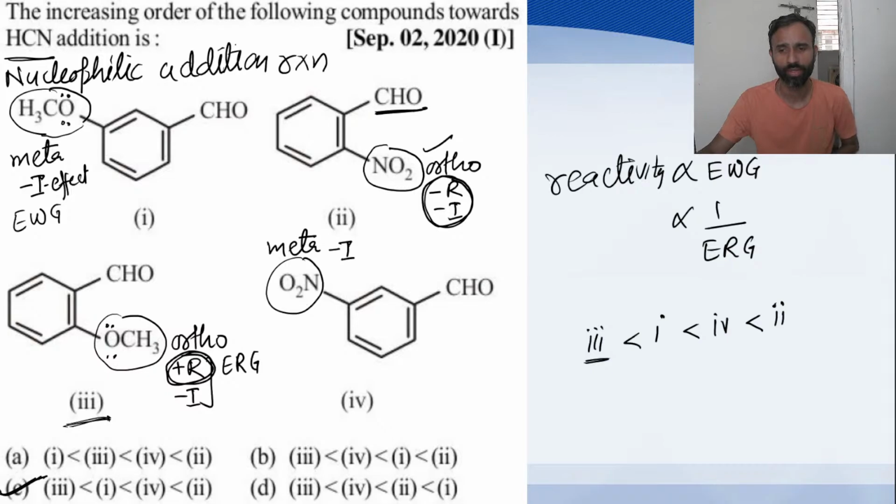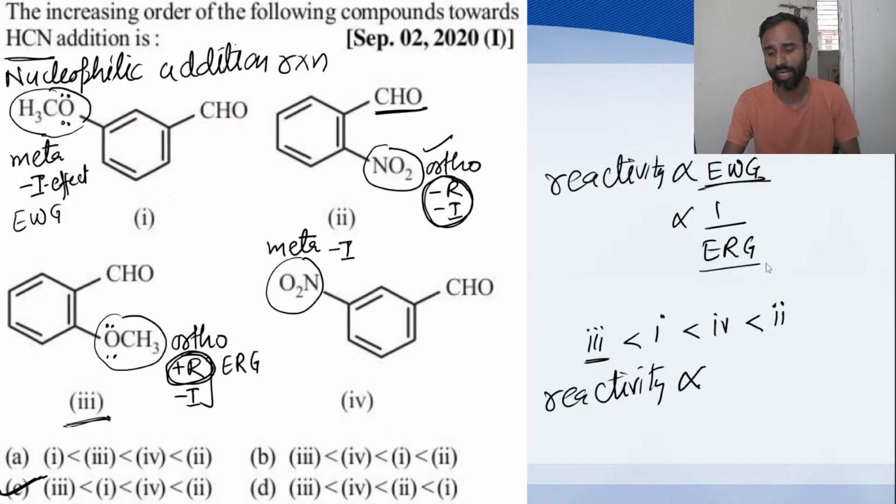Okay. Keep in mind reactivity towards nucleophilic addition reaction is proportional to electron withdrawing groups and inversely proportional to electron releasing groups. Electron withdrawing means minus I, minus R, and electron releasing means plus R and plus I.